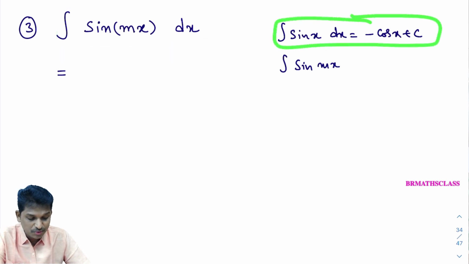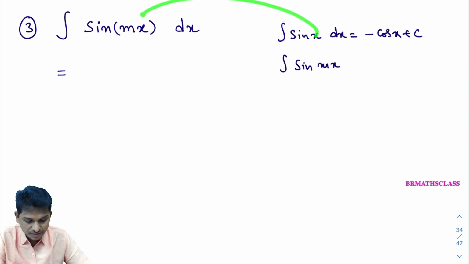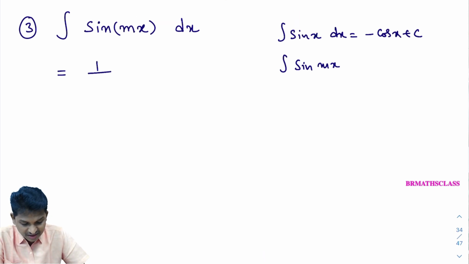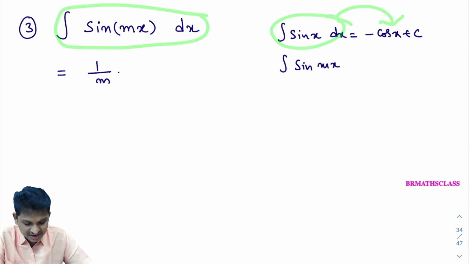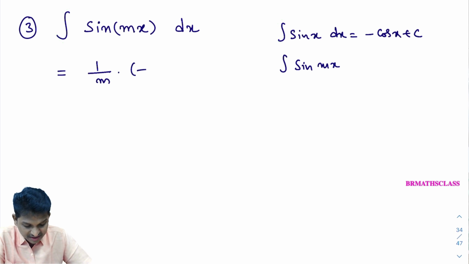we learned this formula. In this formula, in place of x, ax plus b is there. Then its answer starts with 1 by x coefficient. What is x coefficient here? X coefficient is m into, as you know, integral of sin x dx is minus cos x plus c. Integral of sin mx dx we will write minus cos mx plus c. This way we will write the answer directly.